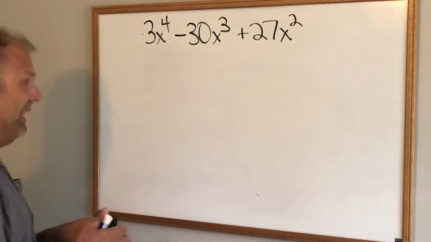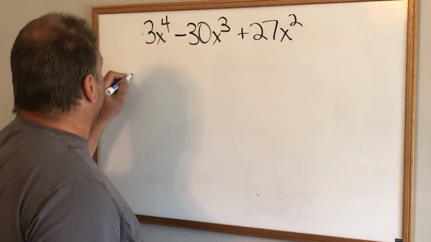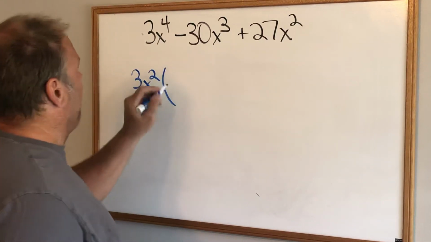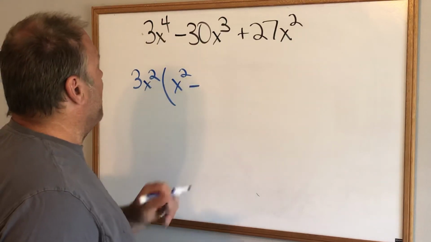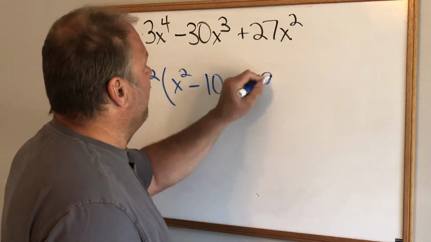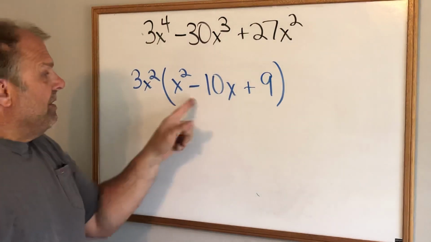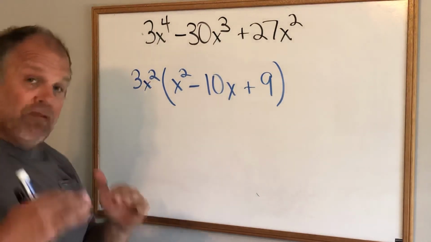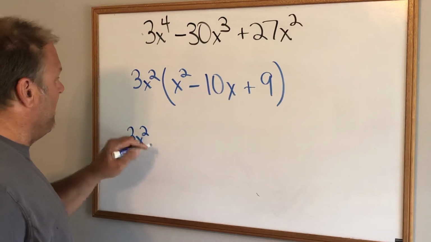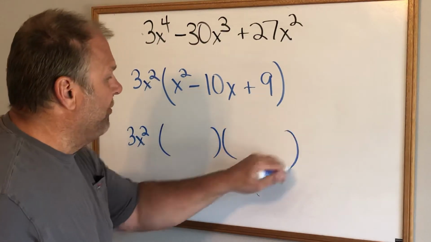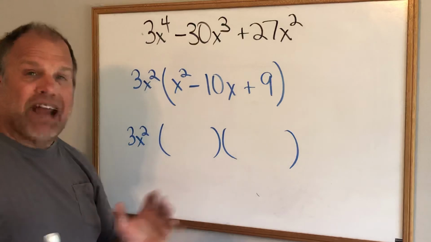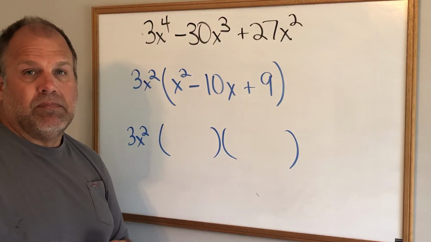All right, so hopefully you realize that I can take a 3 out of everything and an x squared out of everything. And that leaves you with x squared minus 10x plus 9. Now, this is a trinomial that you'd be familiar with, and you have learned how to factor that. So our GCF is 3x squared. But this trinomial should be able to factor into 2 sets of parentheses. Pause the video and see if you can remember how to do that type of factoring, just regular factoring of a trinomial.